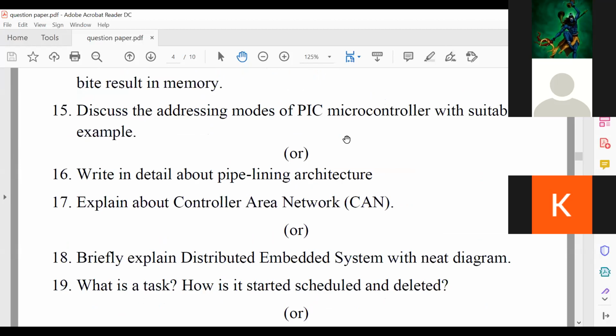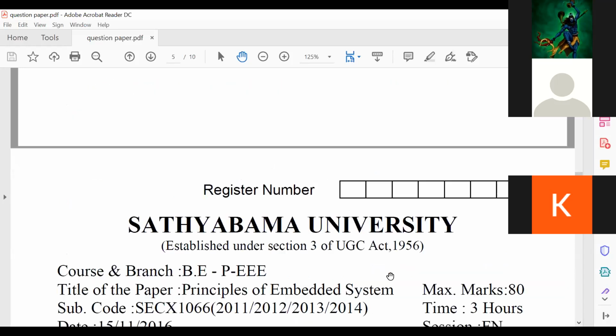In avionics, ma'am, and automobile industry. So many people have taken automobile industry, traffic light systems, medical lines. Today also Deepa has put induction heating. Satellites, mobile phones. So embedded system has wide applications you can write. Then explain about CAN, controller area network, a very important question. Then briefly explain distributed embedded system with neat diagram. Both are very important.